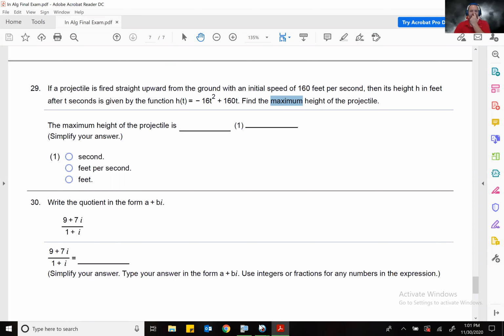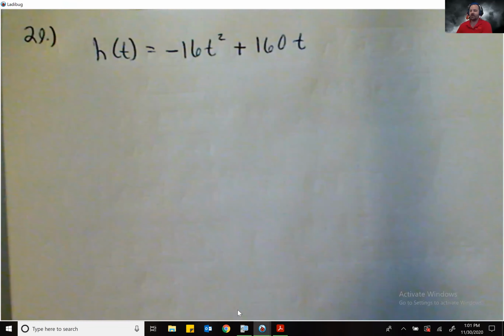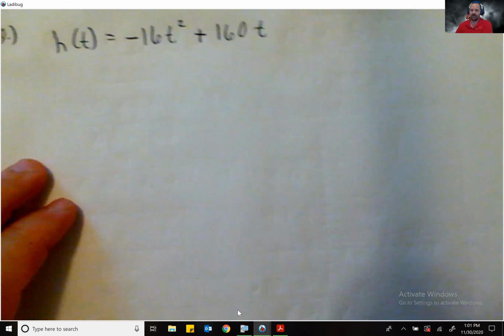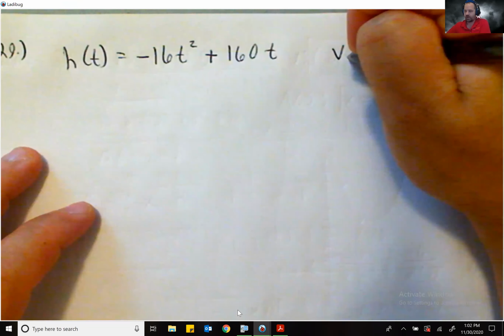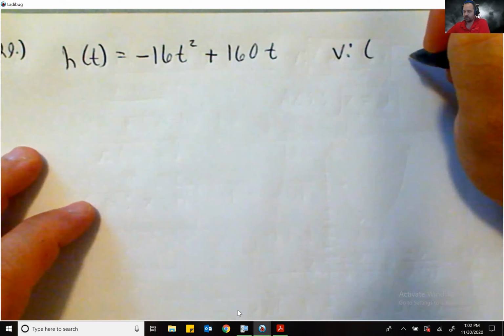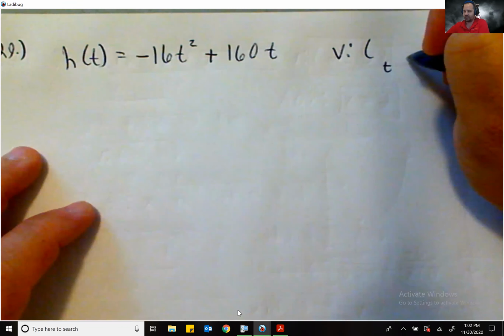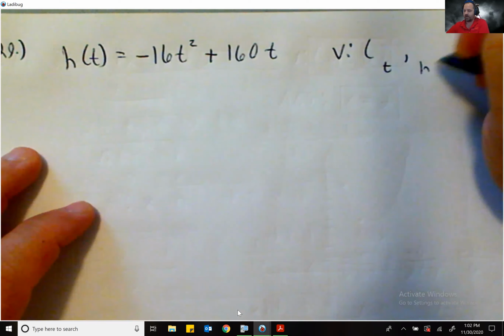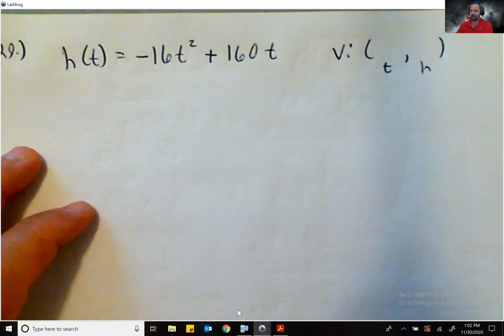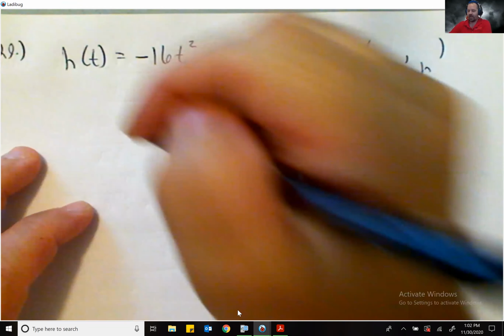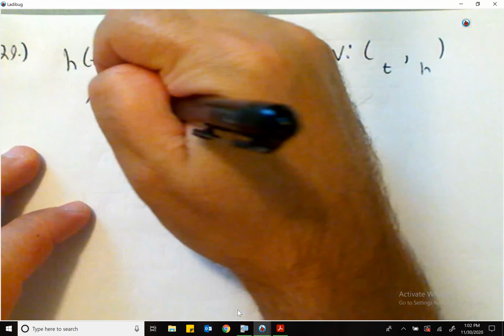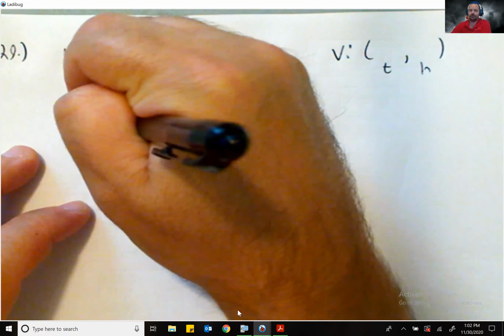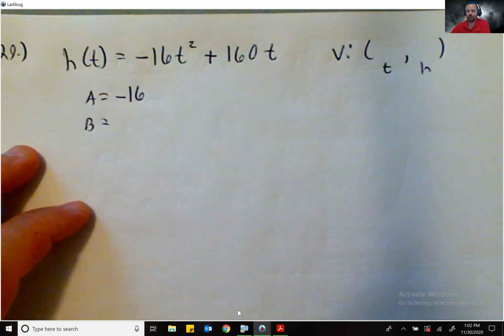All right. So let's jump into this problem real quick. This is why I showed you the formulas a second ago. All we need to do is find the vertex, and we're going to take the y value. Because the x value is t, the y value is our h. So what's our a? Negative 16. What's our b? 160.